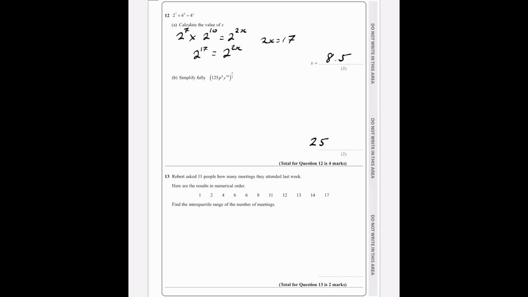For part B, to the power of 2/3, you can plug these in on your calculator or cube root and square, it's up to you. 25, p to the 4, y to the 16 is the correct answer for that one.